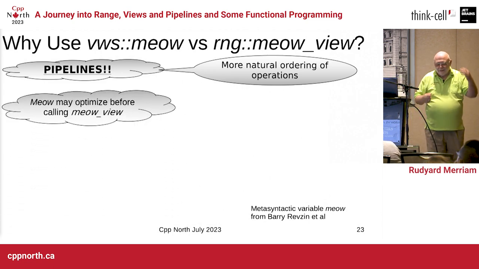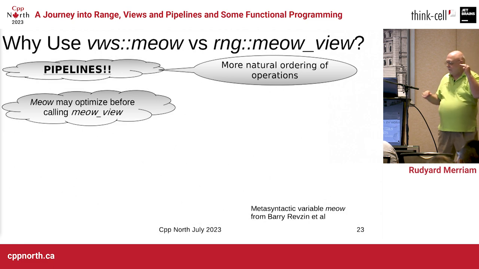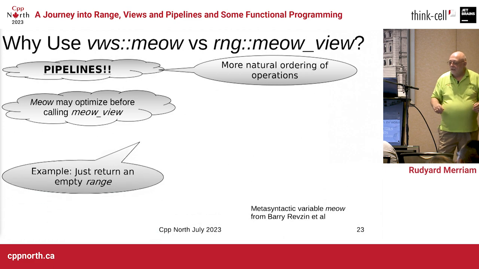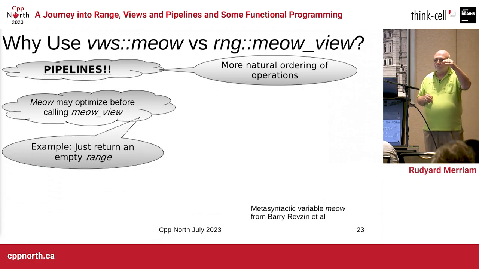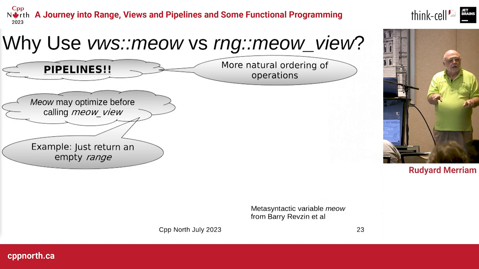Why do I keep saying mew? Meow sits above meow view. Meow calls meow view when it needs to. It doesn't always need to. For instance, if meow gets an empty range, it just returns the empty range. It doesn't need to go down to meow view to figure that out.